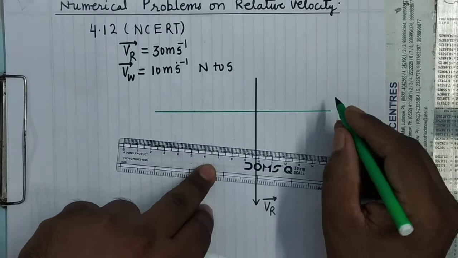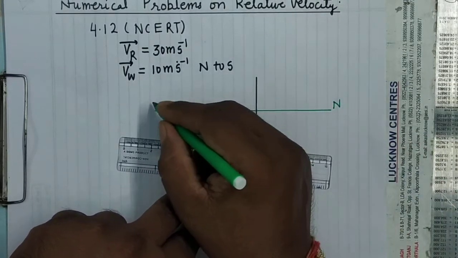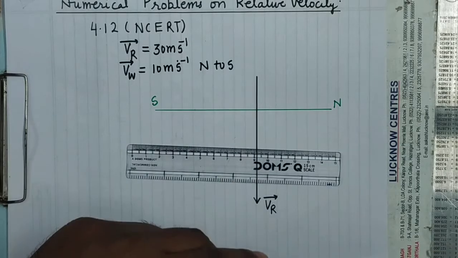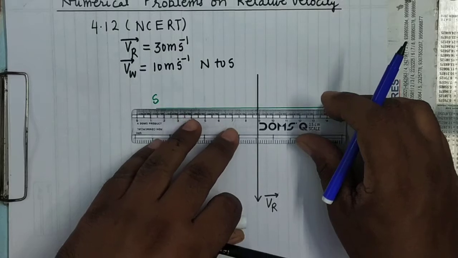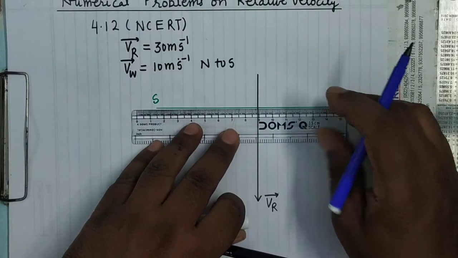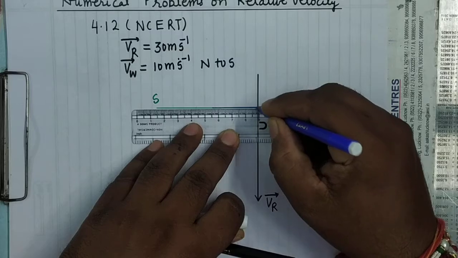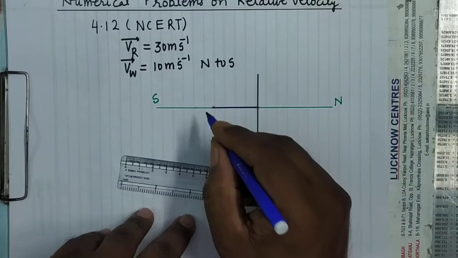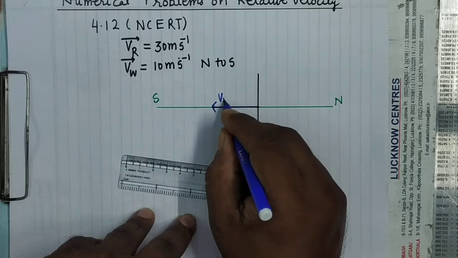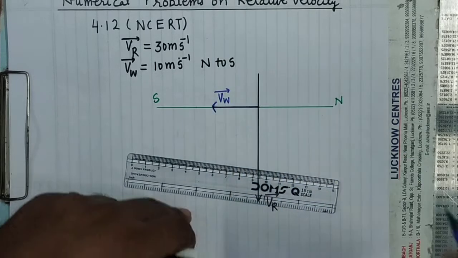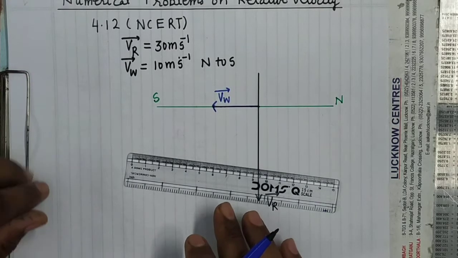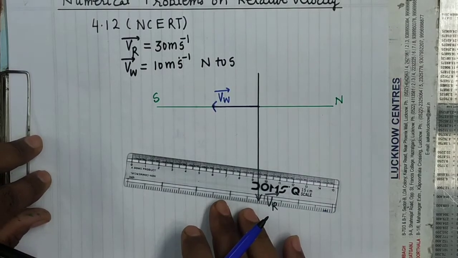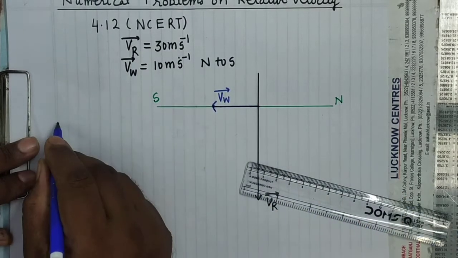Suppose you take this direction north, so this will be the south, and she is moving with a speed of 10 meter per second. Means this will be the velocity vector of woman. Now see here, in order to protect herself from the rain, she should hold her umbrella in what direction? So in the relative direction of rain with respect to woman.